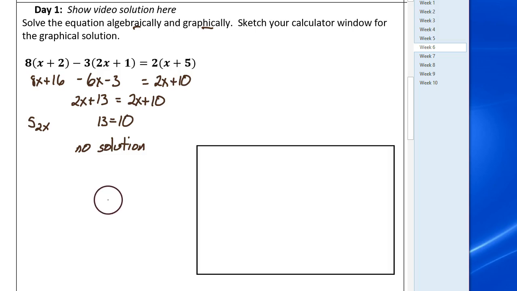Depending on your Algebra 2 teacher, you may have learned a symbol that represents having no solution. It's called the empty set symbol. It looks like this. We're also asked to show graphically that there's no solution.